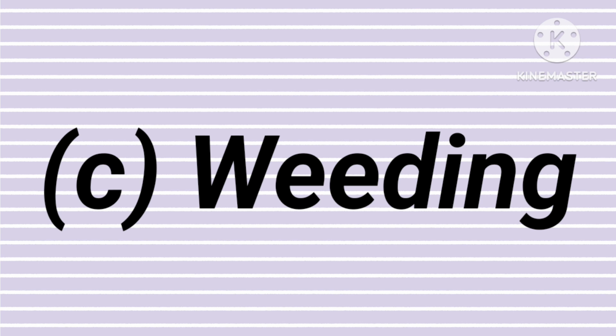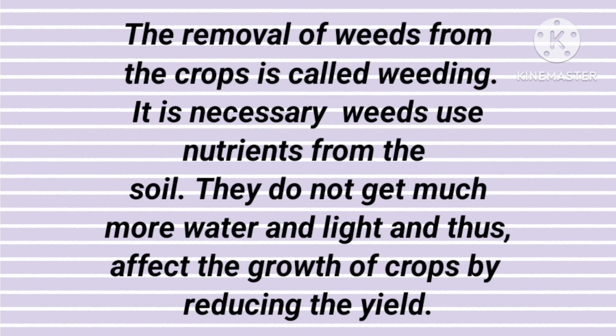Third one is weeding. Weeding means removal of weeds from the crops. It is necessary because weeds take nutrients from the soil. The crops do not get much water and light, and thus weeds affect the growth of the crops by reducing the yield. The removal of weed or unwanted plant is called weeding. It is very essential to remove it from the crops. Why? Because all the nutrients get taken by these weeds.